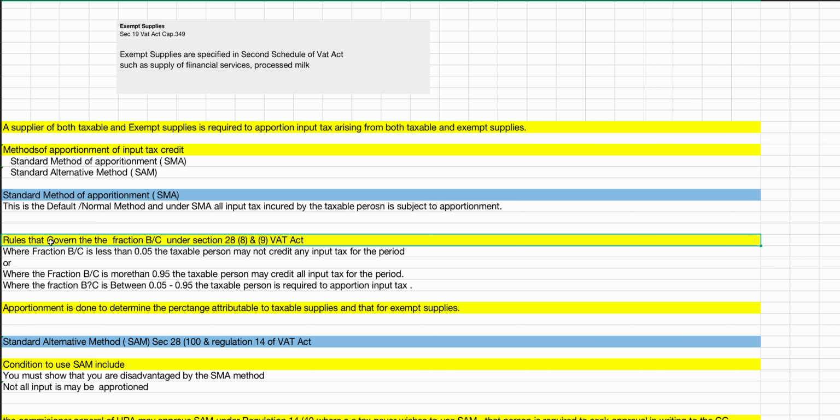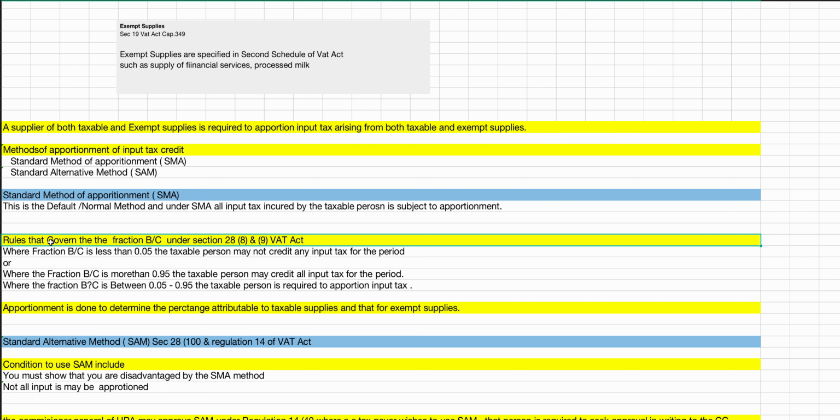There are three rules basically. One, it says where the fraction of B over C, we have seen what B means and C means, is less than 0.05, the taxable person may not credit any input tax for that period. What did I mean by this? In case you get your taxable sales total over the total sales, and the value you're getting is less than 0.05, no credit for input tax will be allowed completely.